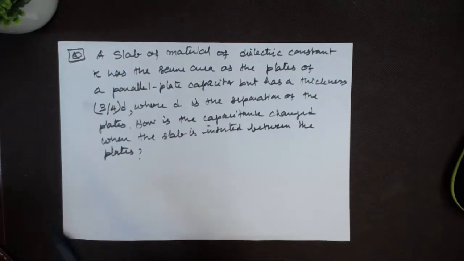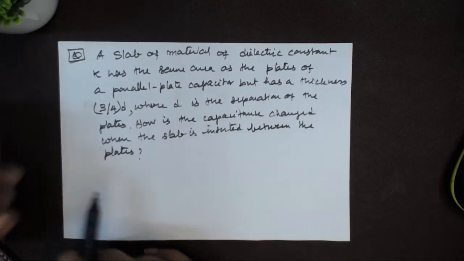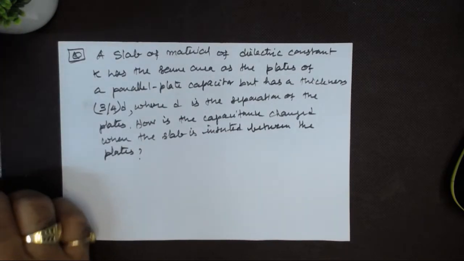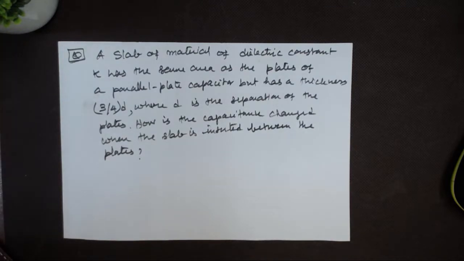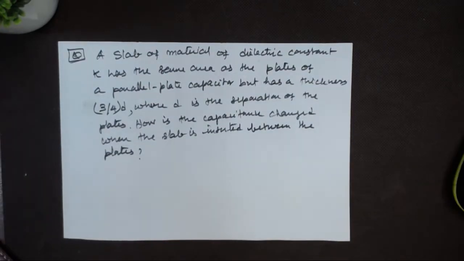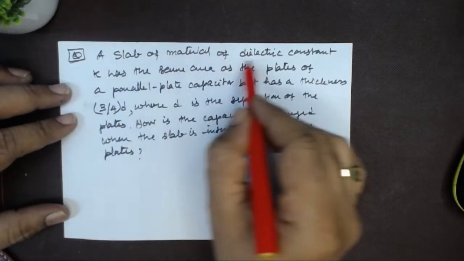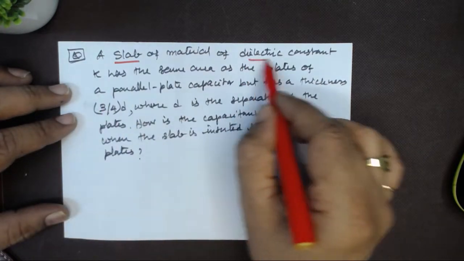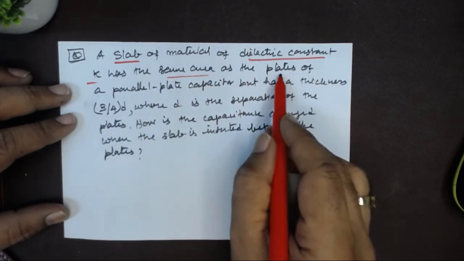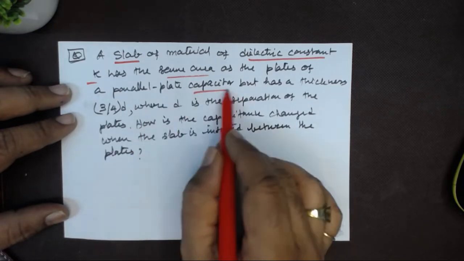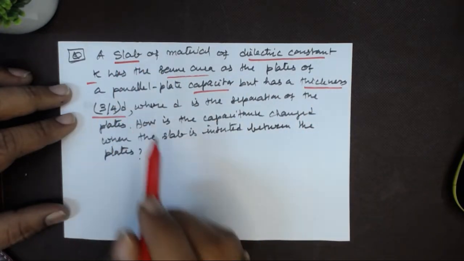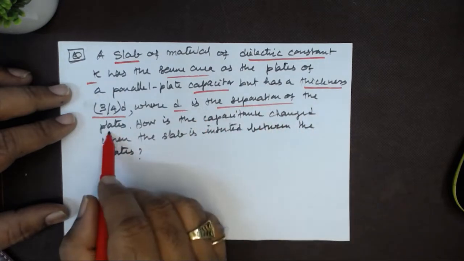Let us consider this problem based on capacitor. The slab of material of dielectric constant K has the same area as that of the plate of the parallel plate capacitor. It has a thickness. Which one? The slab has the thickness 3/4 of the D, where D is the separation of the plates.